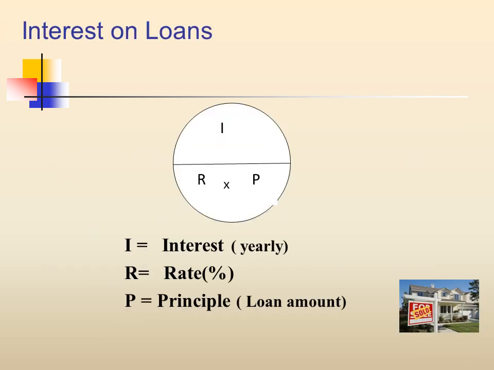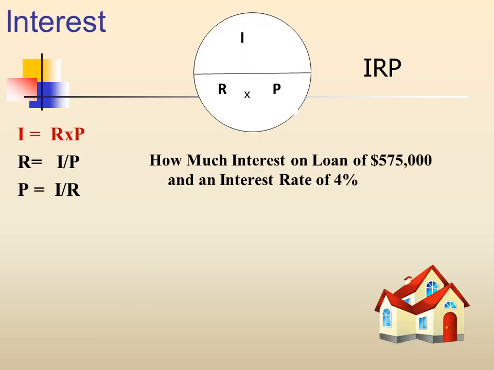Interest on loans. Our formula is IRP. I is the yearly interest that a borrower pays, R is the interest rate that they're paying, and P is the principal of the loan balance. So to find I, which is the first thing we'll do here, we multiply R times P.